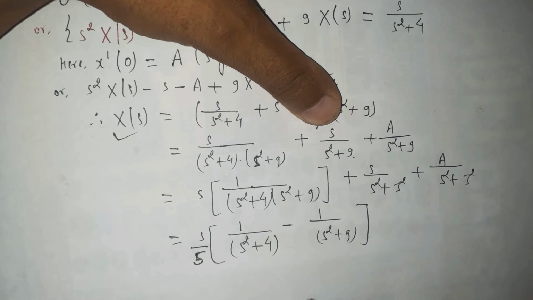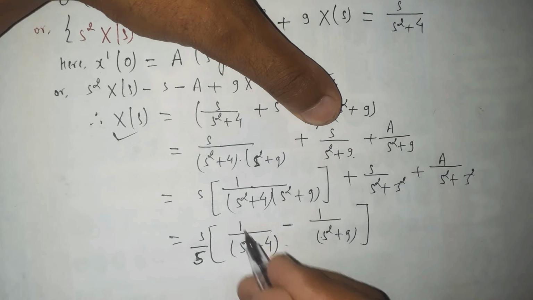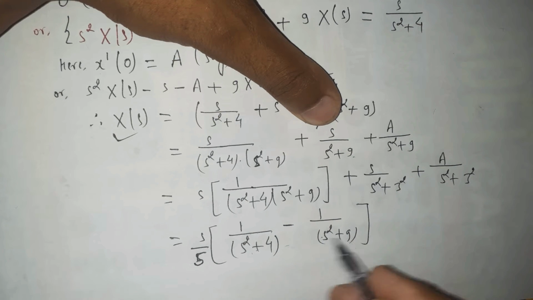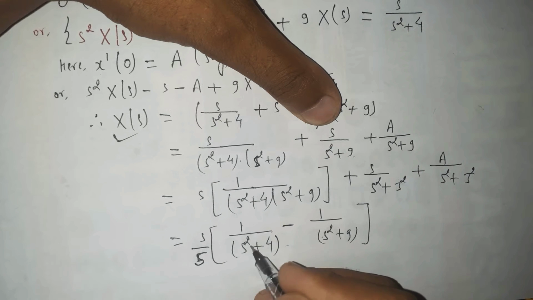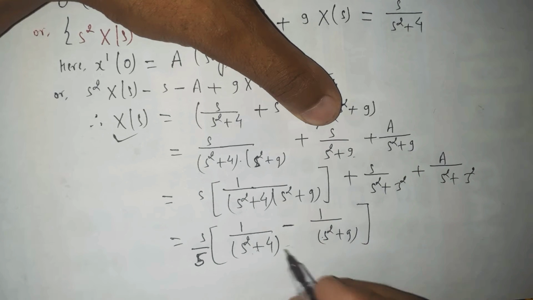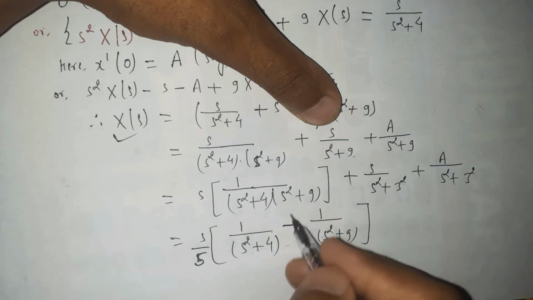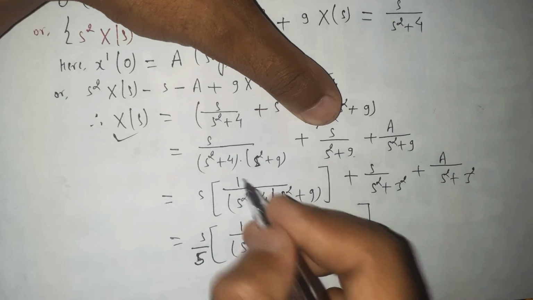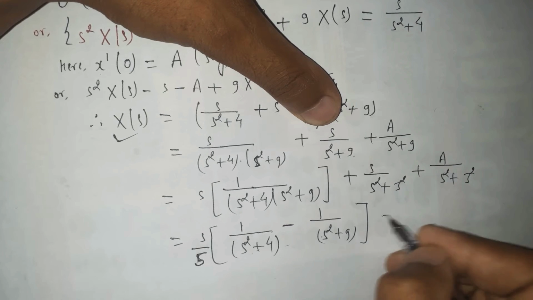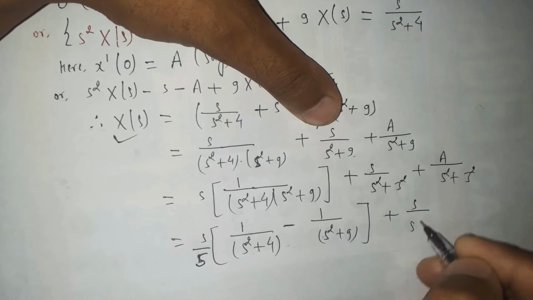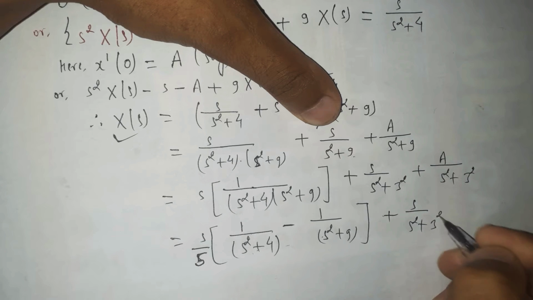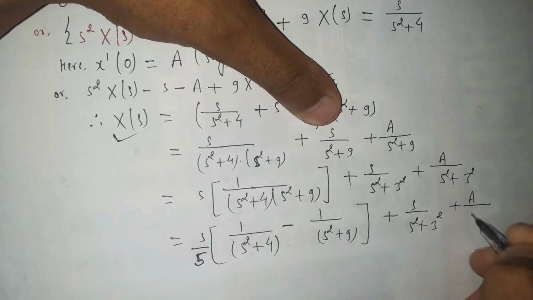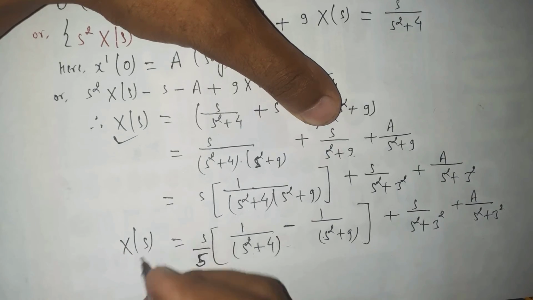The 5 comes from this: if we take the LCM of the denominators, then these terms go here, and this term goes here, s square plus 9 minus s square plus 4, then s square will be cancelled out. 9 minus 4 gives 5. The 5 will be in the numerator, and this 5 will cancel out because our numerator is just 1. So this can be written as s by s square plus 3 square plus a over s square plus 3 square. This is the value of X of s.